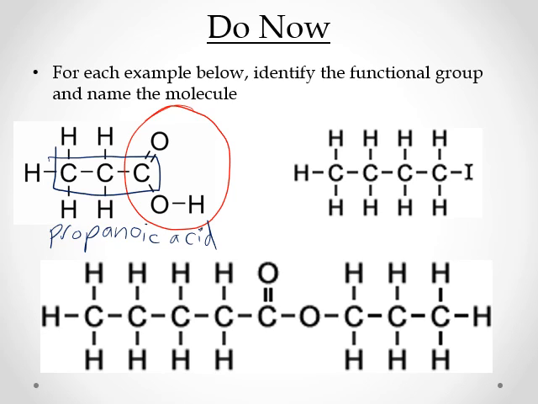So it would be propane if it was just H's around our C's, but that double bonded oxygen right here, as well as the additional OH group down there, that's an organic acid, so we call it propanoic acid.